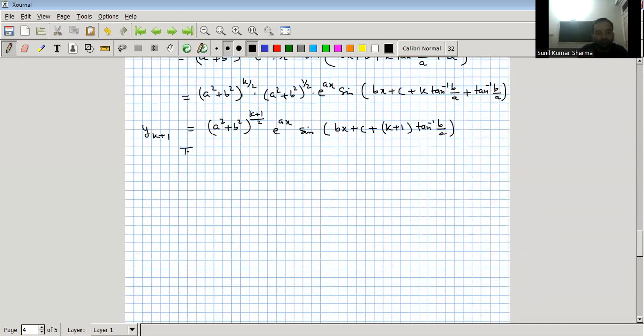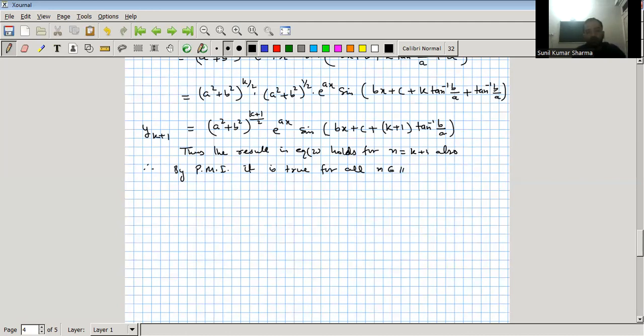Thus the result in equation 2 holds for n equal to k plus 1 also. Therefore, by the principle of mathematical induction, it is true for all n belongs to N.